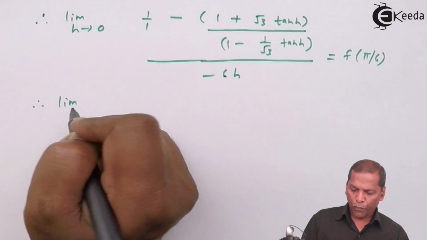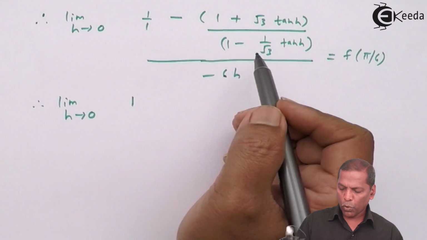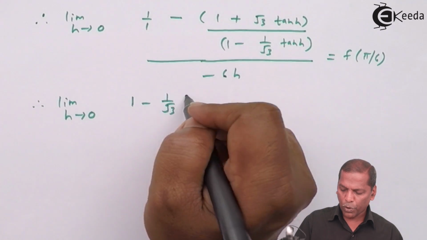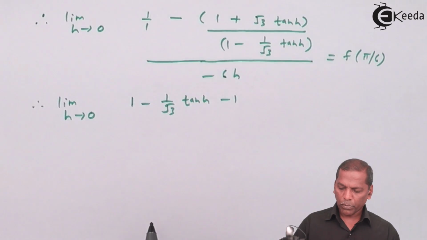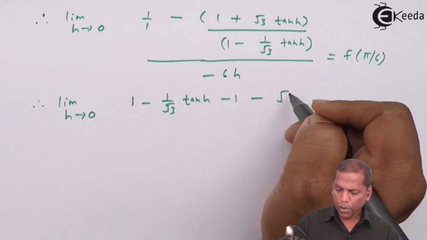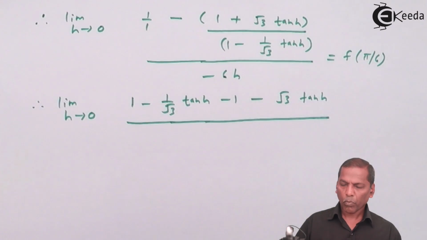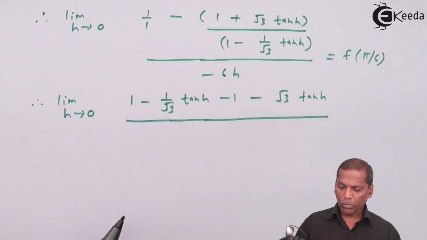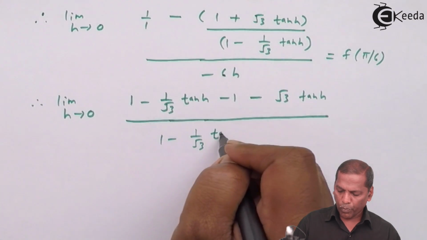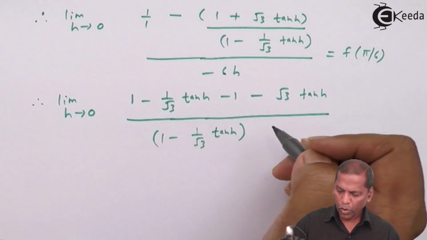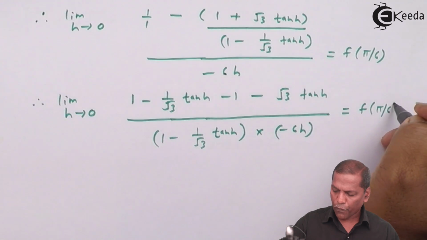So now in numerator we go for cross multiply, so the next step will be limit h tends to 0, 1 into 1 minus 1 by root 3 tan h, then we get minus 1, then minus root 3 tan h, then whole thing divided by 1 minus 1 by root 3 into tan h in one bracket into minus 6h in second bracket, and that is equal to f of pi by 6.